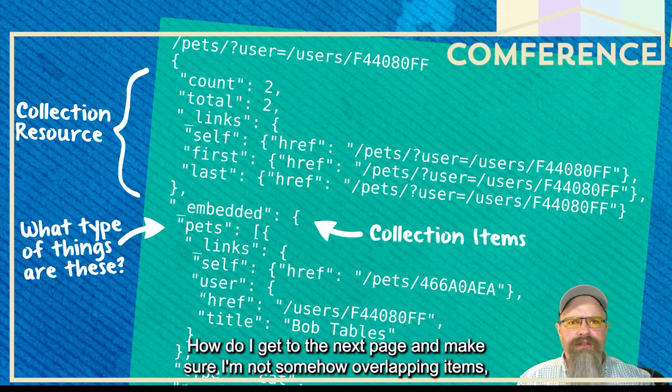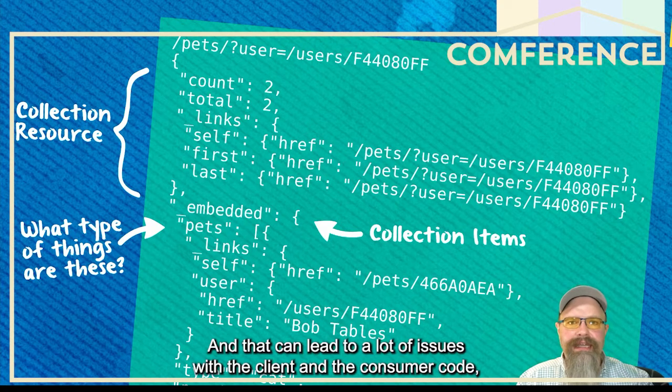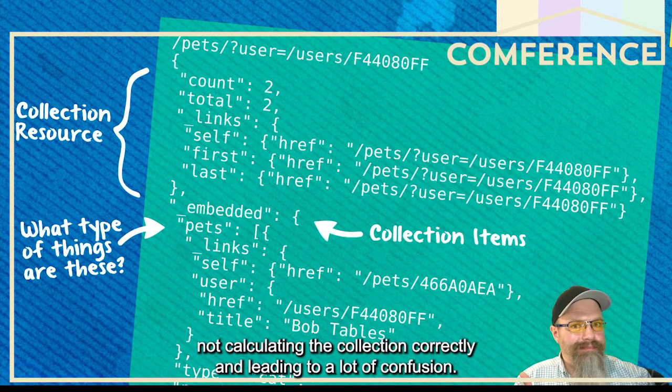How do I get to the next page and make sure I'm not somehow overlapping items, especially in a collection that, say, may change as I'm traversing it? And that can get a little confusing. And that can lead to a lot of issues with the client and the consumer code not calculating the collection correctly and leading to a lot of confusion.